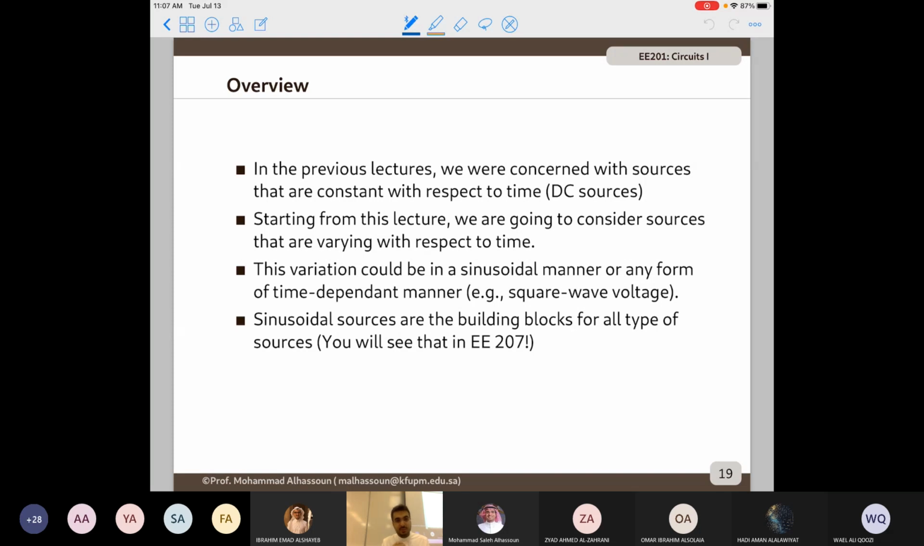It turns out, and you will see that in E207, that if you give me any function, I can approximate it with a summation of sines and cosines at different frequencies. And this is something that you will see in E8 also. But just keep in mind that in this course, what we are going to deal with is AC or sinusoidal sources.